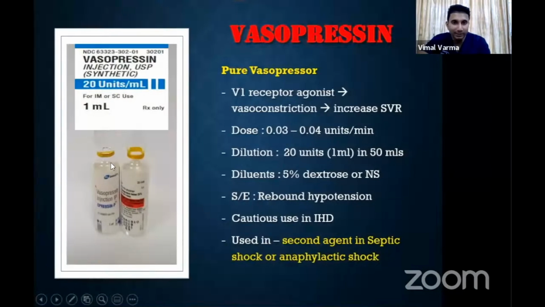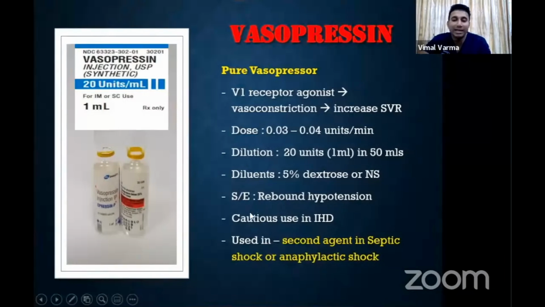Each vial comes as 1 ml, where 1 ml has 20 units. So 1 vial of vasopressin contains 20 units. So dilution is 20 units in 50 ml, diluted with 5% dextrose or normal saline. Side effects can be rebound hypotension. So when you want to taper it, you have to taper it slowly. If you taper it abruptly or stop it abruptly, the patient can have a severe hypotension due to abrupt vasodilatation.